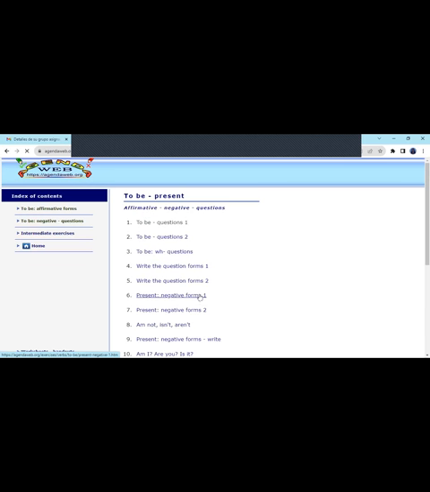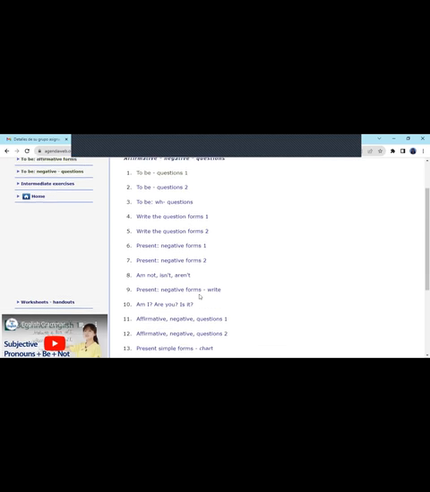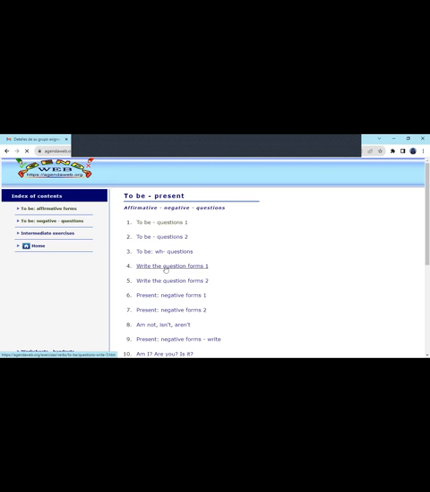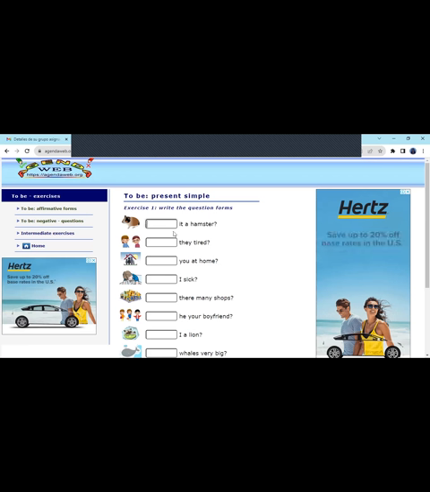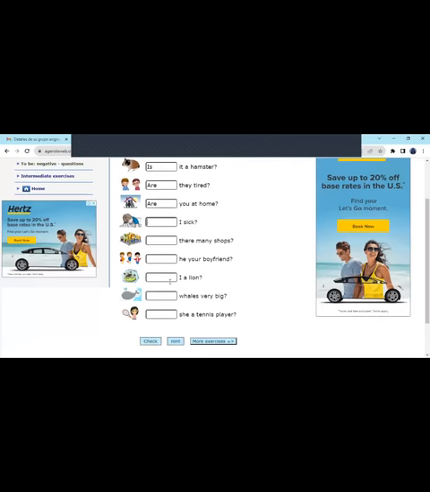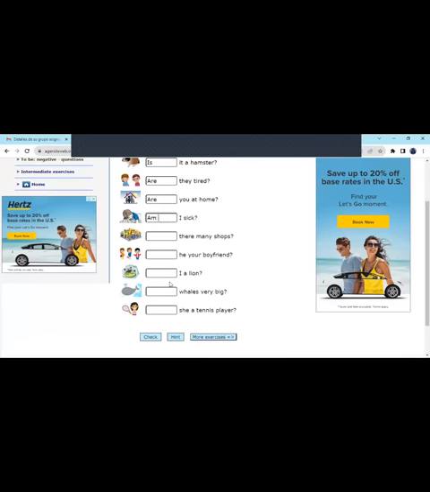So, next one, more exercises. Let's see the question form. Right. So, in here, what's the question? Is it a hamster? Next one. Are they tired? Next one. Are you at home? Am I sick? There are many shops. Are there many shops?